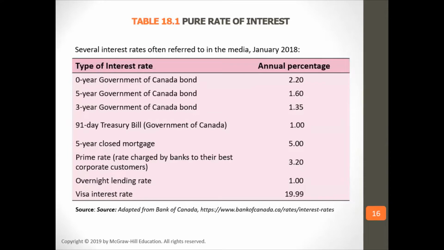This is just 2018 information, so it's kind of out of date, but it's similar to what we see right now. The 10-year Government of Canada bond here is 2.2%, which is around where we're at right now. The Visa interest rate is about 19.99%. If you have a longer term loan, you're going to get a lower interest rate. And the prime rate here is about 3.2%, which is not that much different than now.